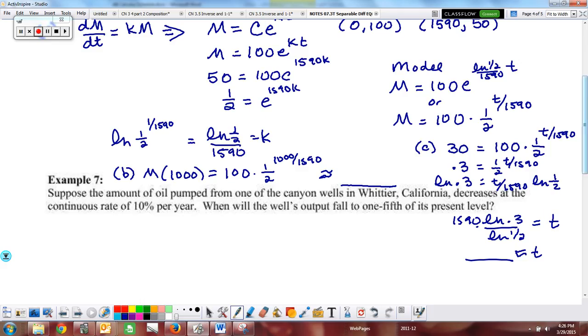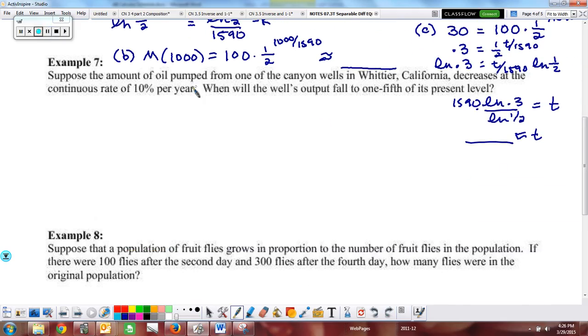All right, let's look at example 7. The amount of oil pumped from the canyon wells decreases at a continuous rate of 10% per year. When will the well's output fall to 1/5 its present level? All right, so they're telling us that the rate is a continuous rate of 10% per year, so the amount you lose is 10%, and it's negative, of how much you have. Oh, wait a minute. Our rate is proportional to our amount that we have. Wait a minute. They already found the k for us.